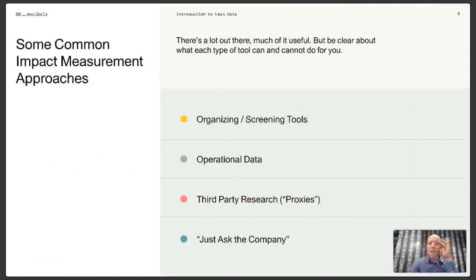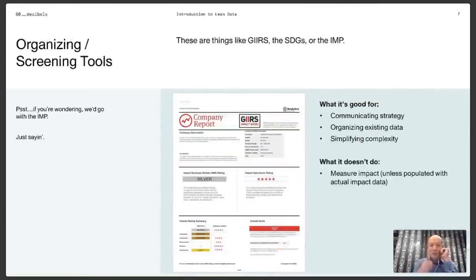So with that as context, I'm going to share some perspective on common approaches to impact and measurement that we've seen play out in impact investing in particular. There are 4 that I'll talk through. One is organizing and screening tools. One is focusing on operational data. One is looking at third-party research or proxies. And the 4th is just ask the company. For those of you who have been in the impact investing or social enterprise space, a number of these will seem familiar. So the first one is organizing and screening tools.